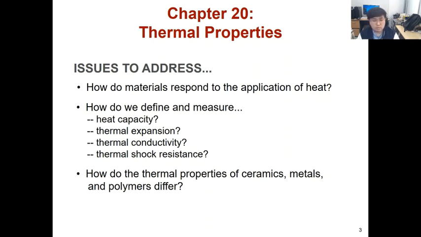So thermal expansion and thermal conductivity, we already know in detail, but today we are going to discuss what the heat capacity is, and then discuss more about thermal shock resistance for aerospace devices or some military device systems. I think you know what thermal expansion is.